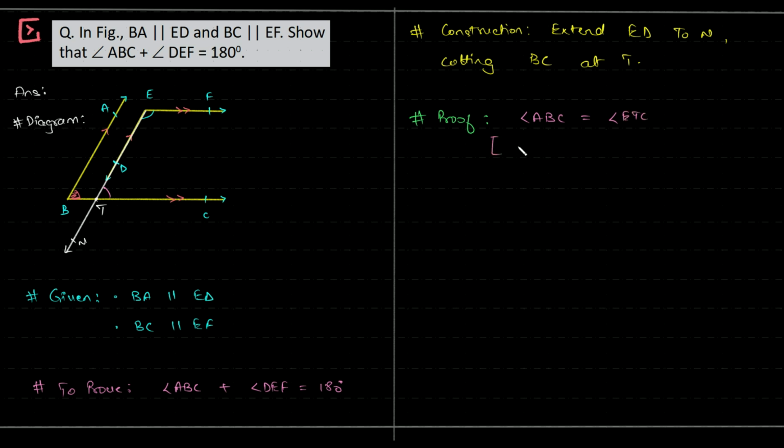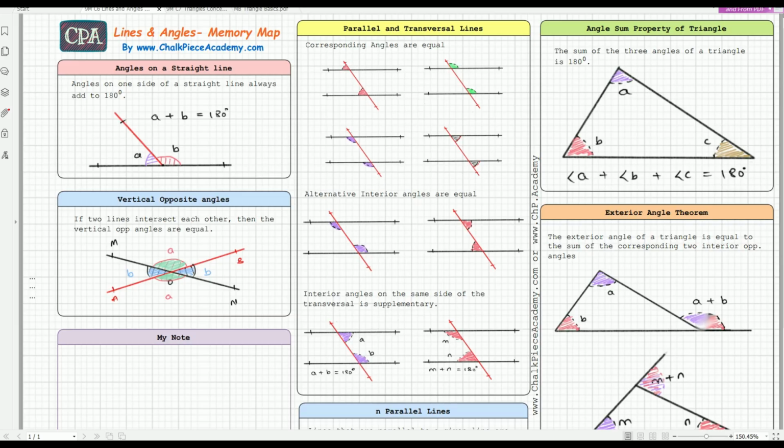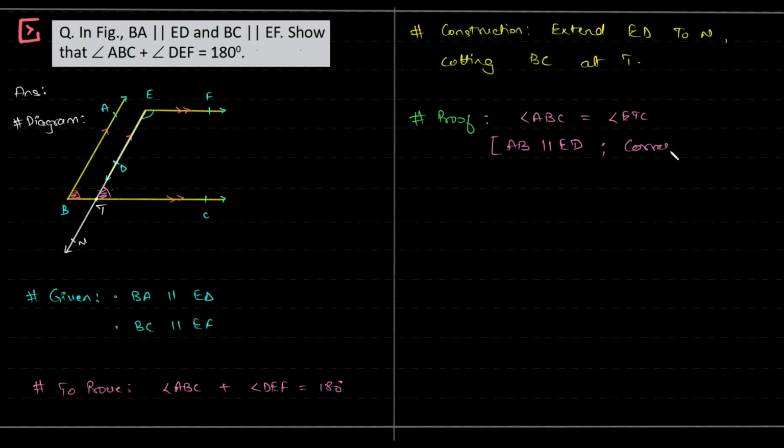The reason being, AB is parallel to ET or ED, right? And these two angles are what? Can you tell? These two lines are parallel, so these two angles will be equal because they are corresponding angles. Is it not, guys? Because these two lines are parallel, these two angles will be equal because they are corresponding angles.